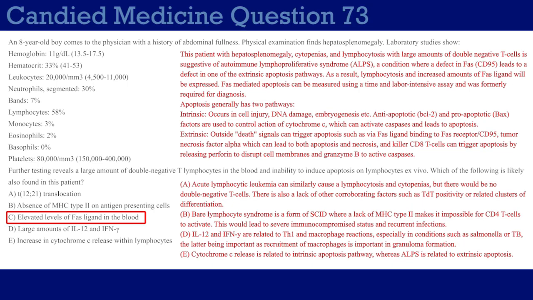Choice D, large amounts of IL-12 and interferon gamma. This is a description of T helper 1 cells and macrophages being in this cycle where IL-12, which is produced by macrophages, will induce T cells and NK cells to produce interferon gamma, and then interferon gamma will come back and amplify the process because interferon gamma will then encourage macrophages to secrete even more IL-12, which will make T cells secrete even more interferon gamma, and then it goes in a cycle.